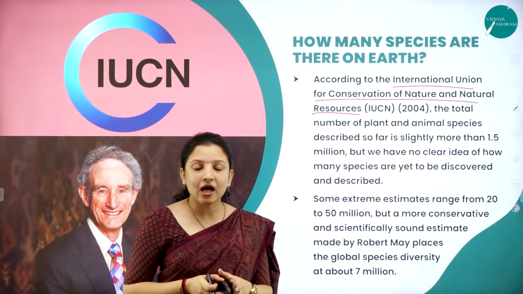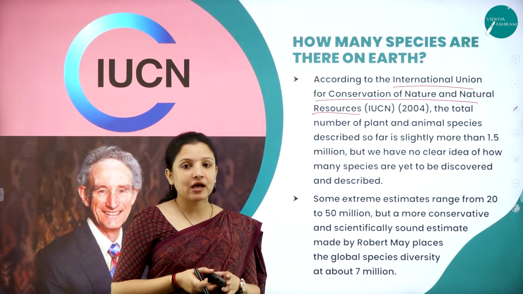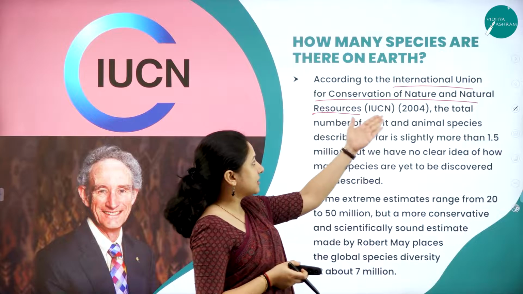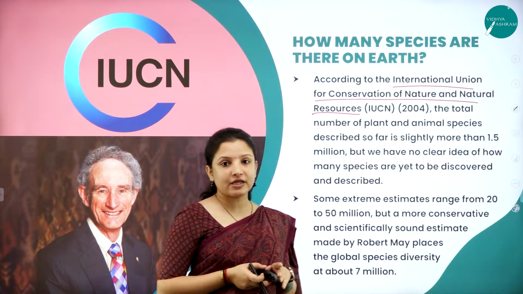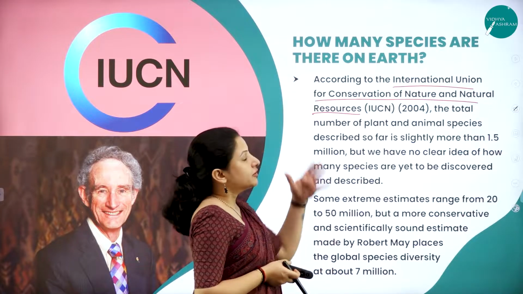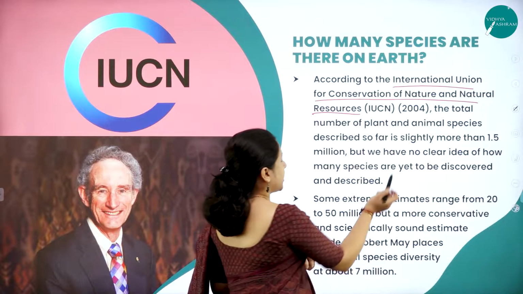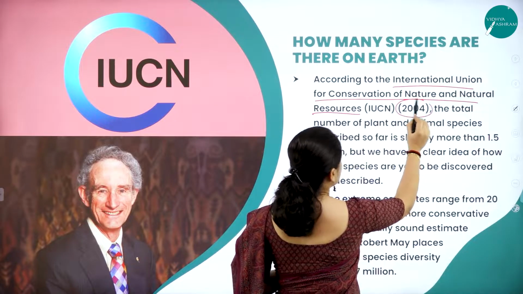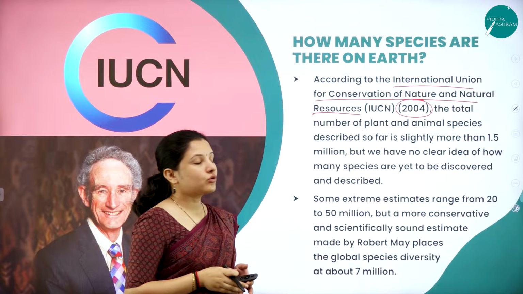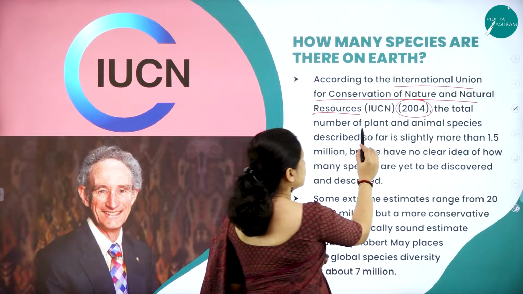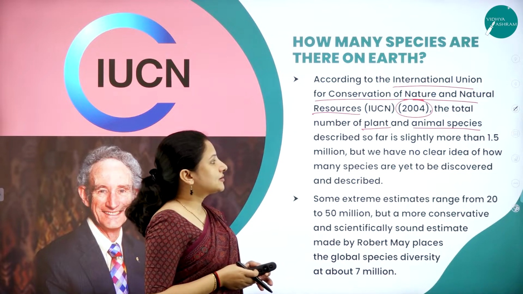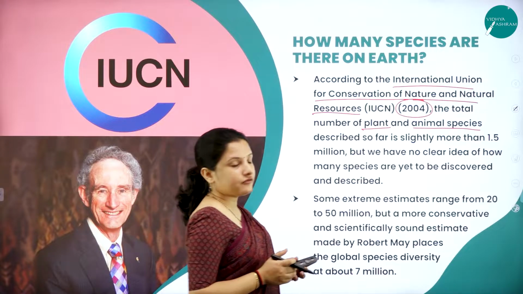In the exam, they can ask for 1 mark: expand IUCN. So you have to write International Union for Conservation of Nature and Natural Resources. According to their census, which they did in the year 2004, the total number of plant and animal species is slightly more than 1.5 million.